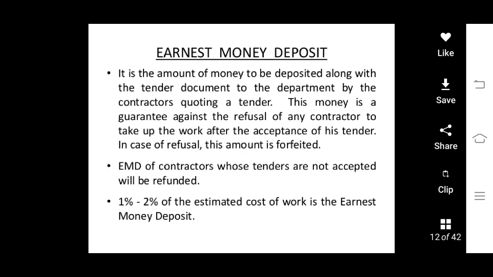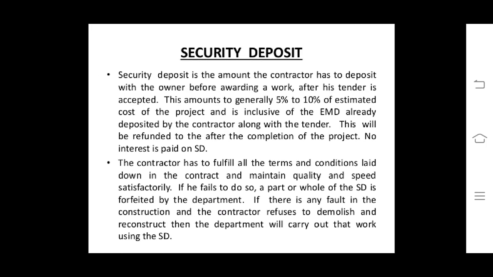Earnest money deposit of contractors whose tenders are not accepted will be refunded. 1% to 2% of the estimated cost of work is used as earnest money deposit. The next term used in the tender notice is security deposit.